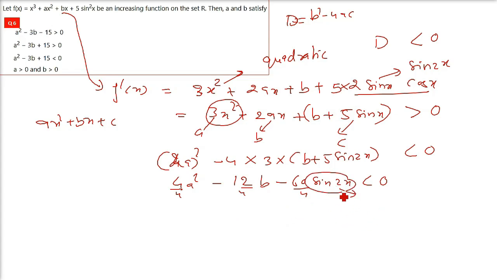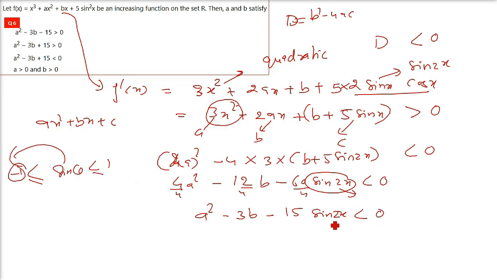Now coming to the sin 2x. Because what we got is a² - 3b - 15 sin 2x, all those first, second and third terms also are similar to the options which are being provided here. sin 2x, or sin θ, should lie between certain values, which are -1 and 1. So let us take the minimum value. When we take the minimum value, then only are we going to satisfy this less than 0 condition. So in sin 2x, we are going to put -1.